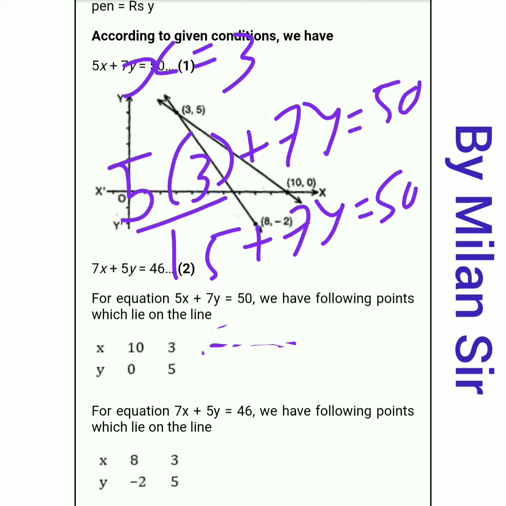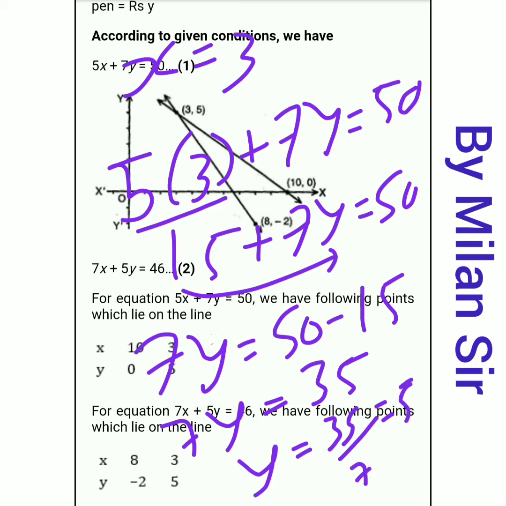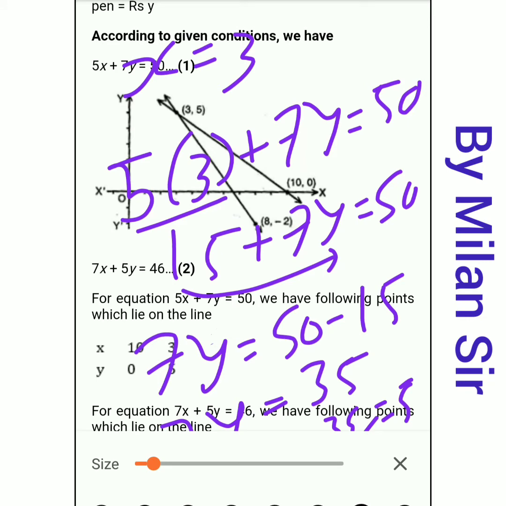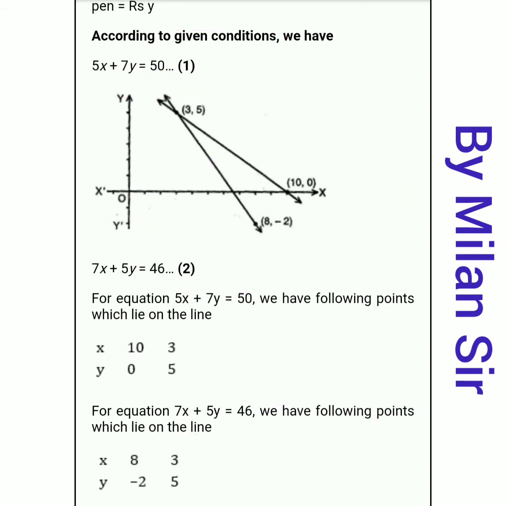Now transfer this 15 to the right hand side. So 7y is equal to 50 minus 15. So 7y is equal to 35. So y is equal to 35 by 7, which is 5. So if you put x is equal to 3, then you get y is equal to 5. Okay, this is our first point. Here it is written x is equal to 3, y is equal to 5.